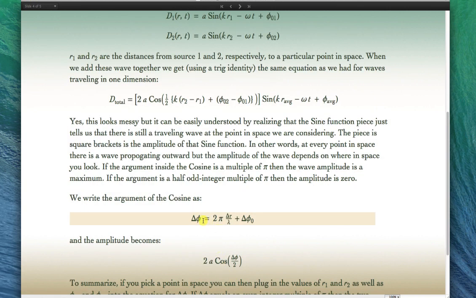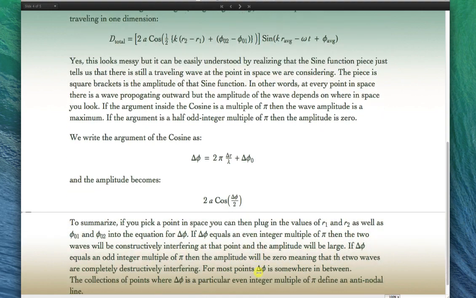So we can combine this delta phi into the cosine function up here and just have a nice compact equation for that amplitude: 2a cosine of delta phi over 2. We talked about this previously with one-dimensional interference, so hopefully this is familiar.